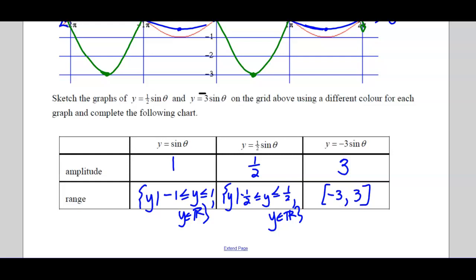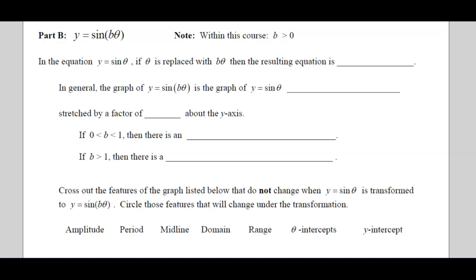Okay, so that's vertical stretches. Now horizontal. A little bit harder in some sense in terms of graphing it. As it notes there, we're keeping B being positive. So we're not going to do a horizontal stretch and then reflect it about the y-axis in this course. So you don't really have to worry about that.